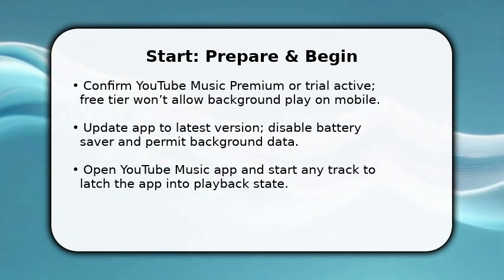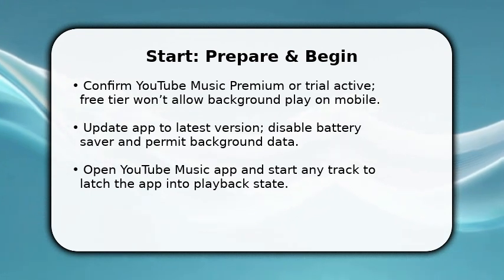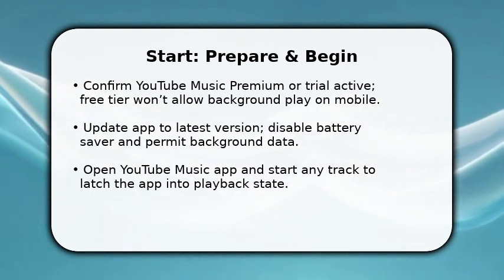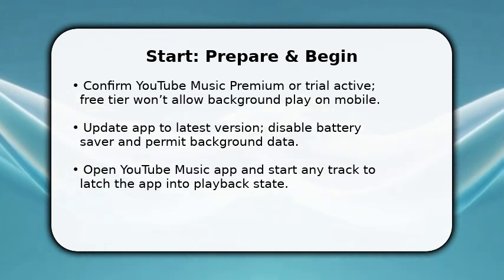Open YouTube Music and start a track now. Don't pause. This initial play registers the app with system audio controls. Once done, keep the app running in foreground while you prepare the next configuration steps.